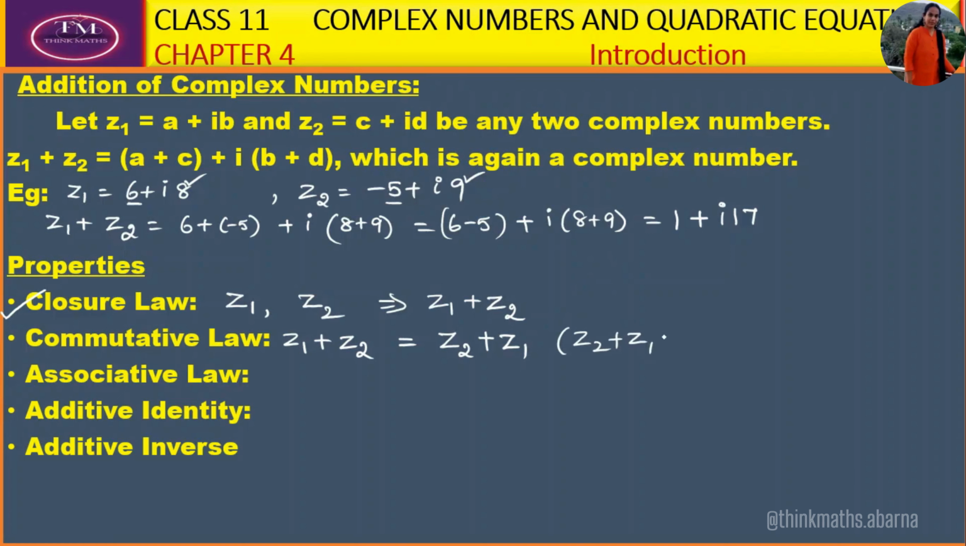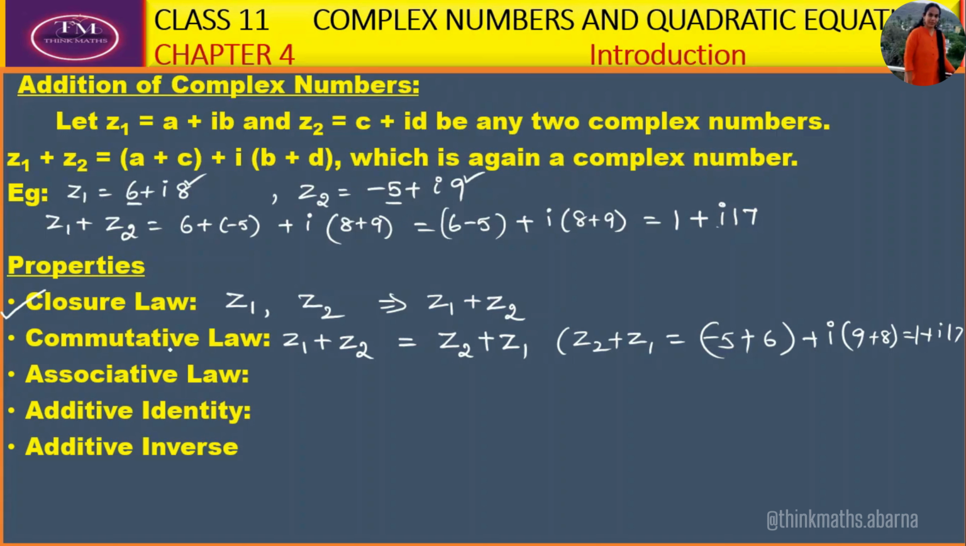Z2 plus Z1 is nothing but Z2 we have minus 5 plus Z1 we have 6, plus i into, what is the imaginary part of Z2? It is 9. What is the imaginary part of Z1? It is 8. So we will get the answer as minus 5 plus 6 is 1, 1 plus i70. Both are the same. So the commutative law says that Z1 plus Z2 will be equal to Z2 plus Z1.